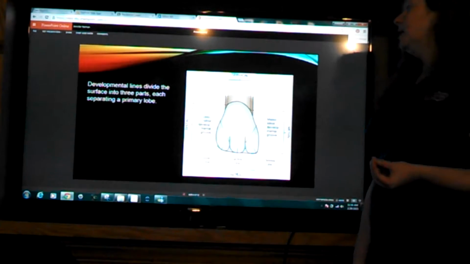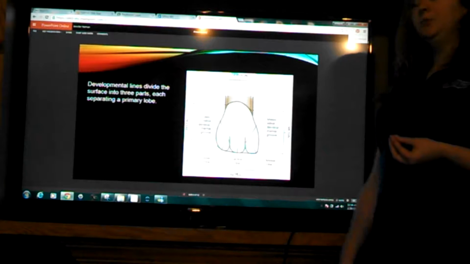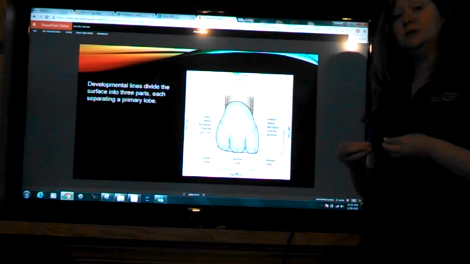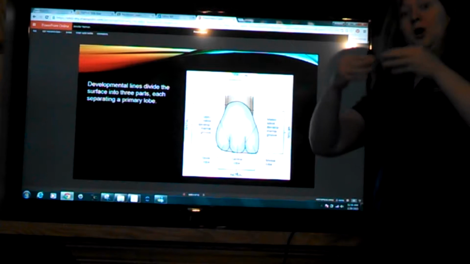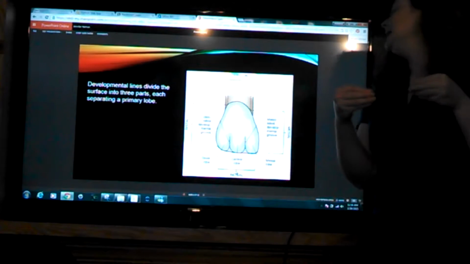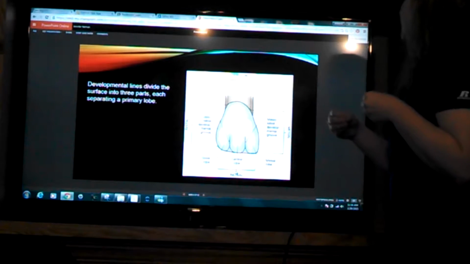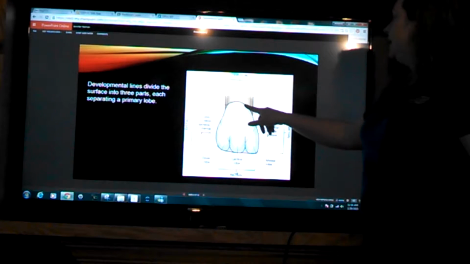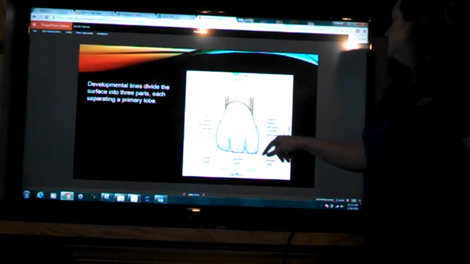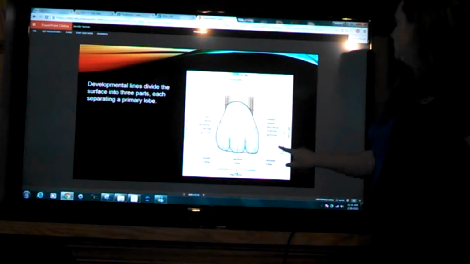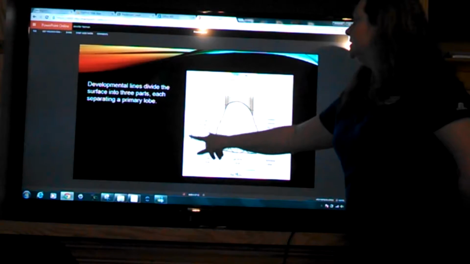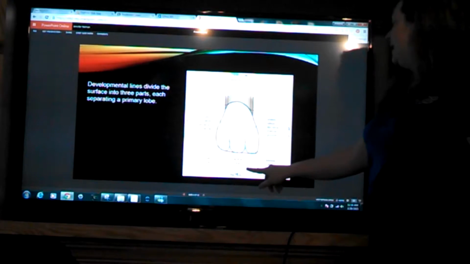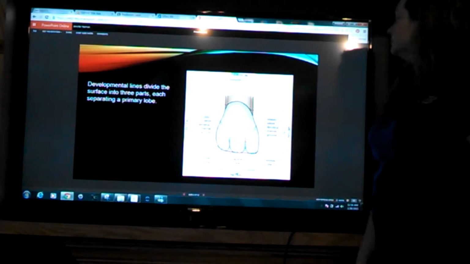So here we have the developmental lobes on the tooth. Each anterior tooth is going to have 3 developmental lobes. Those lobes grow and then turn into the one tooth that we see. On this picture, it's showing us where the cervical line is, the cervical margin of the tooth. Here we have our mesial portion of the tooth, here we have our distal portion, and here we have our incisal edge right through here.